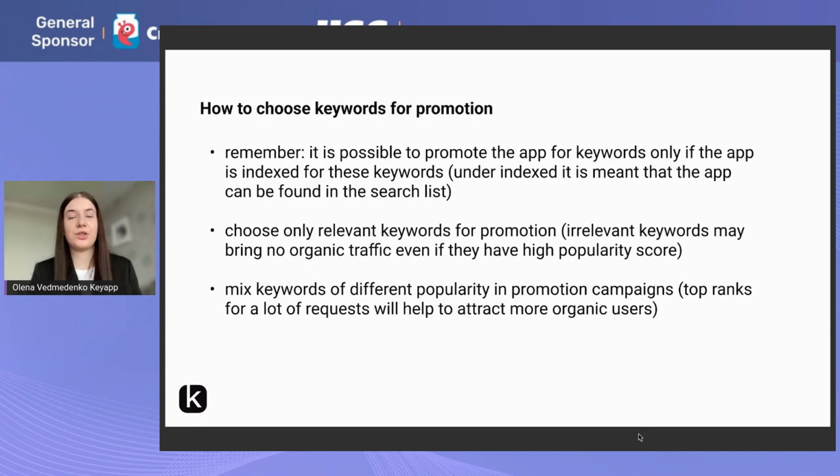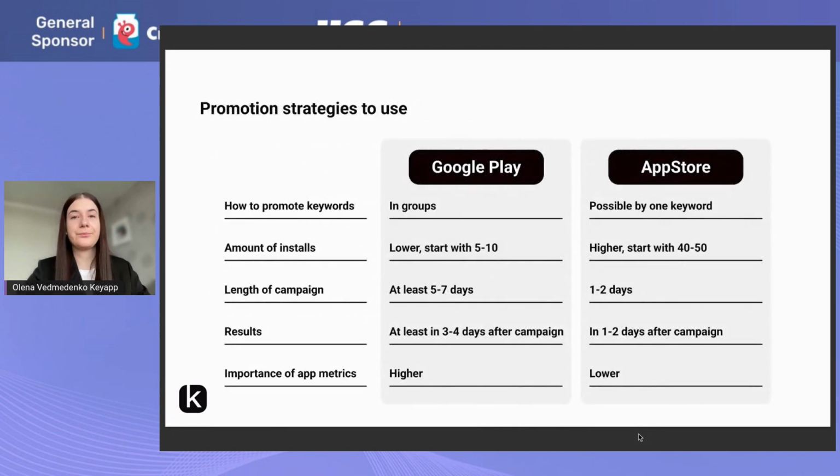And the recommendation from us is to mix the keywords of different popularity, because for the promotion of the keywords of low and middle popularity, you will spend less time and less budget, but anyway they still can bring some organic traffic to your application, and in such a way you will cover different search requests on the store for the particular country, for example.